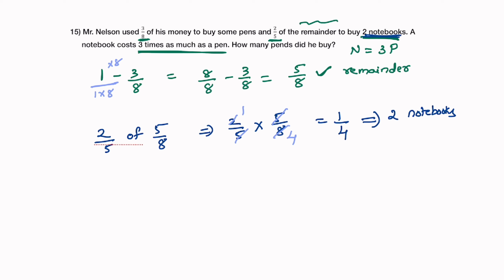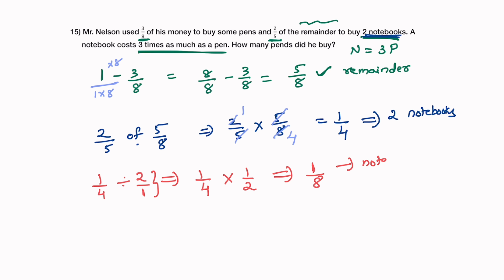Now that's for 2 notebooks. How much is it for one notebook? So to find the cost for one notebook, we say 1/4 divided by 2 because 1/4 is the cost for 2 books, right? We need for one. So this rearranging 1 by 4 as it is, division becomes multiplication and we inverse this fraction. So that's 1 upon 2. So that becomes 1/8. So 1/8 is used for one notebook, right?